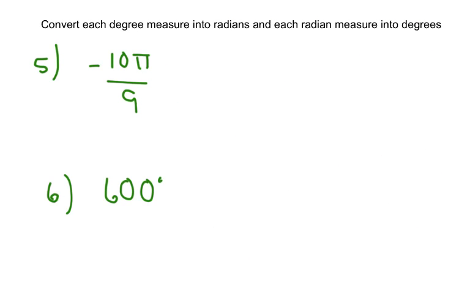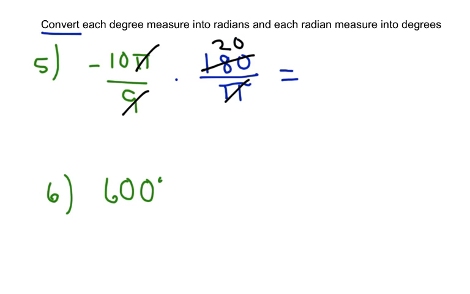Now here, and this is where students make mistakes. We're not finding coterminal angles. We're not finding a value. We are just converting. So keep it simple when you do this. All we're going to do is multiply this by 180 over pi. It's in radians, so we want to convert it to degrees. I cross out my pi's. 9 goes into 180 20 times. I multiply across and I get negative 200 degrees.